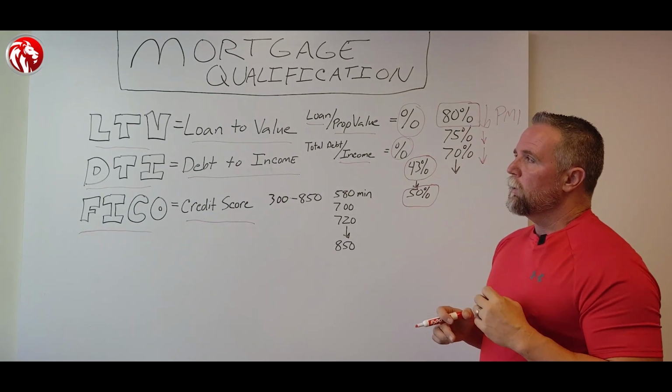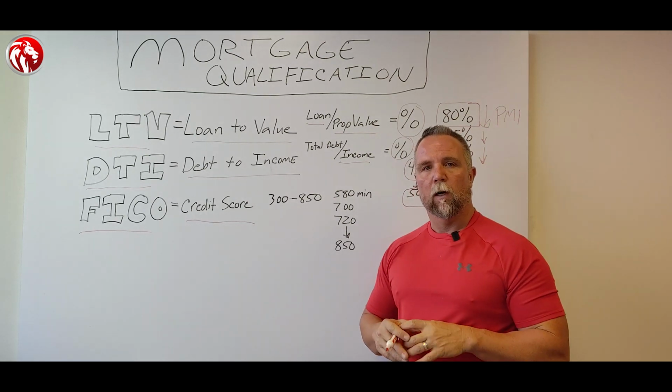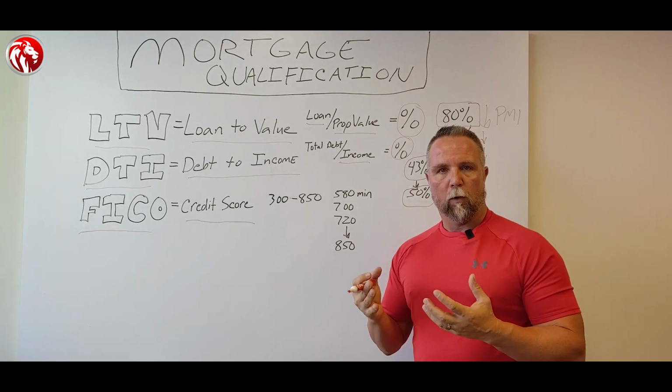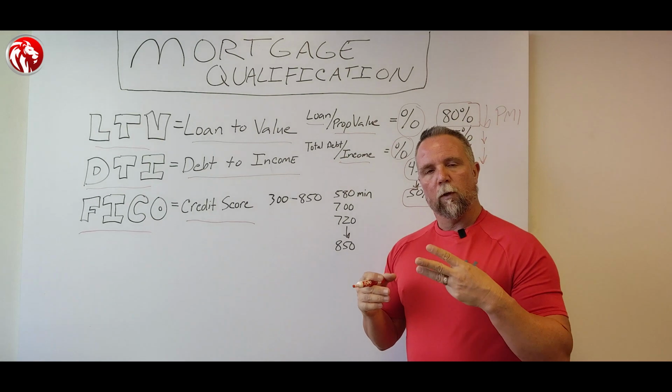So a low loan to value, a low debt to income ratio, and a high FICO score. Those are three primary variables that feed into qualifying for a mortgage. There's a lot of things that feed into the loan process, but those are the three big ones.